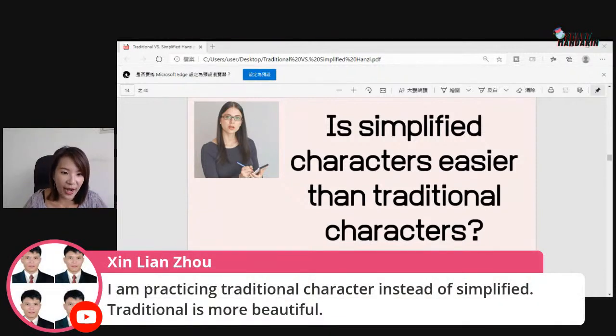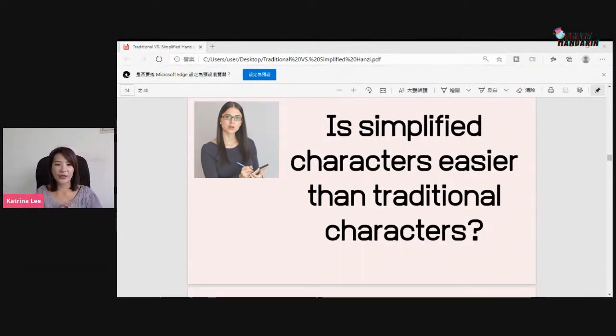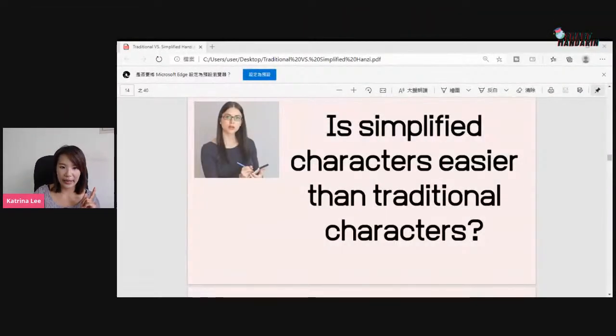Here it says practicing traditional characters instead of simplify is more beautiful. Thank you so much. All right, so I need to continue. I saw almost all the comments right here. Sorry, I'm kind of slow because the words are really small for me. Anyway, let me just come back with my slide here.